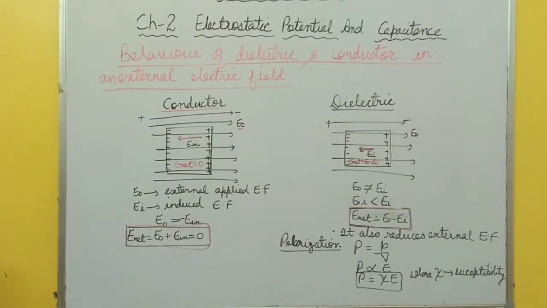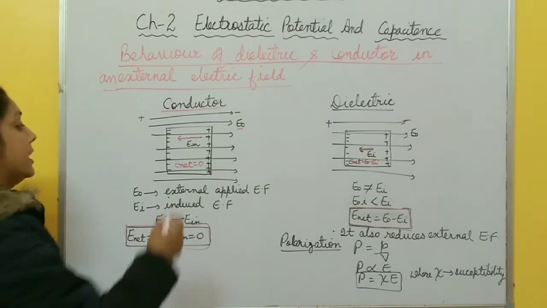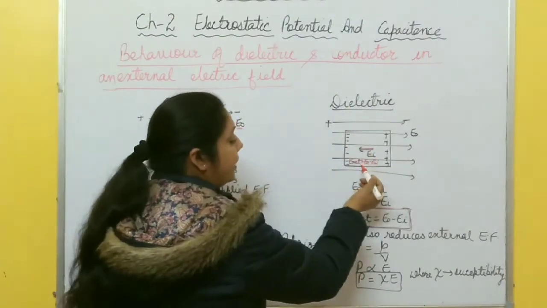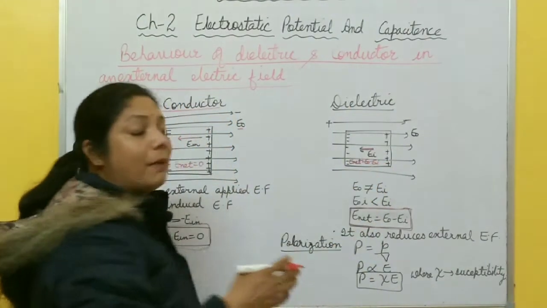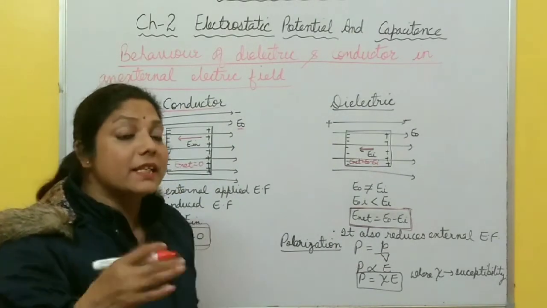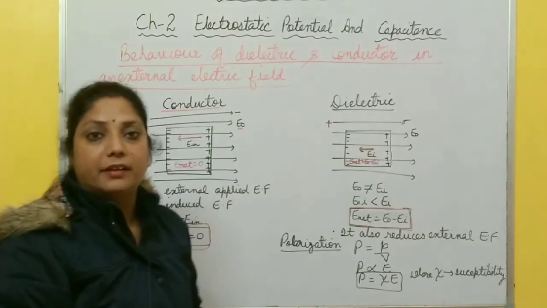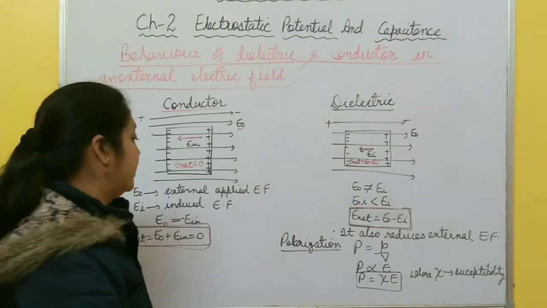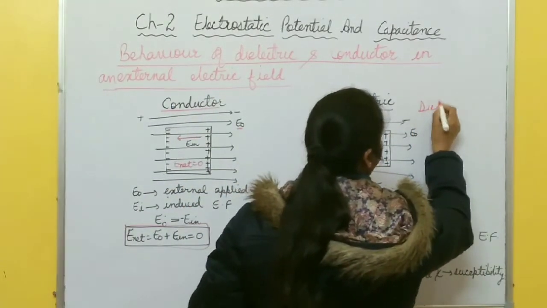What happens when a conductor and a dielectric are subjected to an external electric field? In case of a conductor, the net electric field is 0. In case of a dielectric, there must be a reduced electric field. So by how much is this electric field reduced by the application of the external electric field? That ratio is called the dielectric constant. So one more thing, the dielectric constant, right?